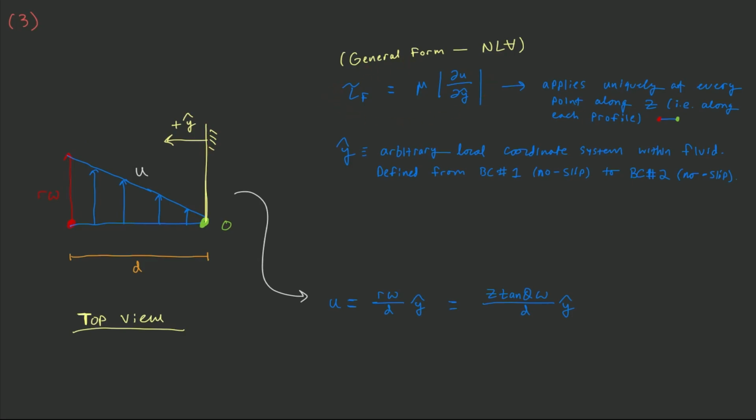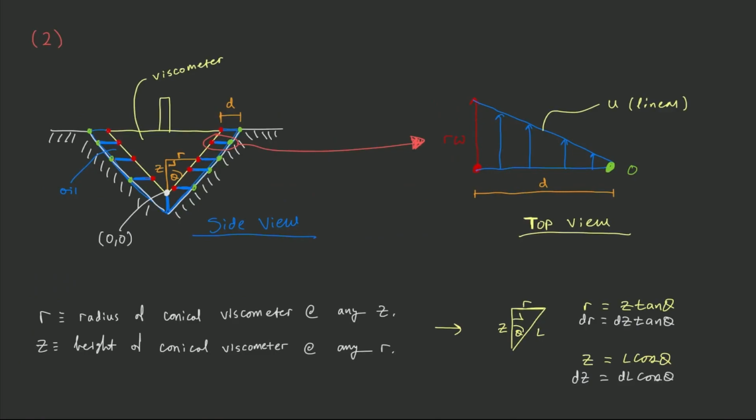One last note. Newton's law of viscosity, as it's written here, applies uniquely at every point along z, or in other words, it applies uniquely along each velocity profile. If we go to the previous slide, we'll see that our velocity profiles are shown in blue and connected by these red and green dots. Newton's law of viscosity will apply uniquely to each and every one of these velocity profiles. We can apply it to this profile, this profile, this profile, etc. What we can imagine is that the shear stress at this profile is not necessarily the shear stress at this one, or this one. There may be a distribution of shear stresses in the oil as a function of z.